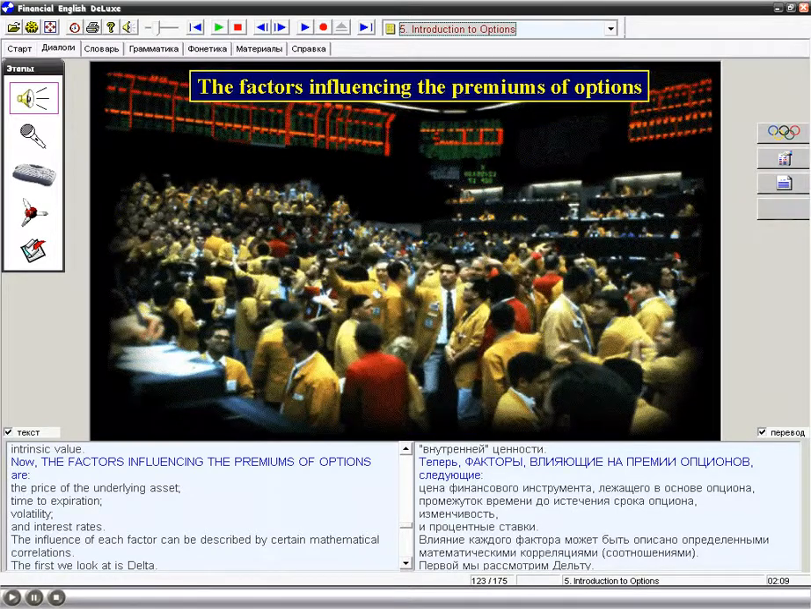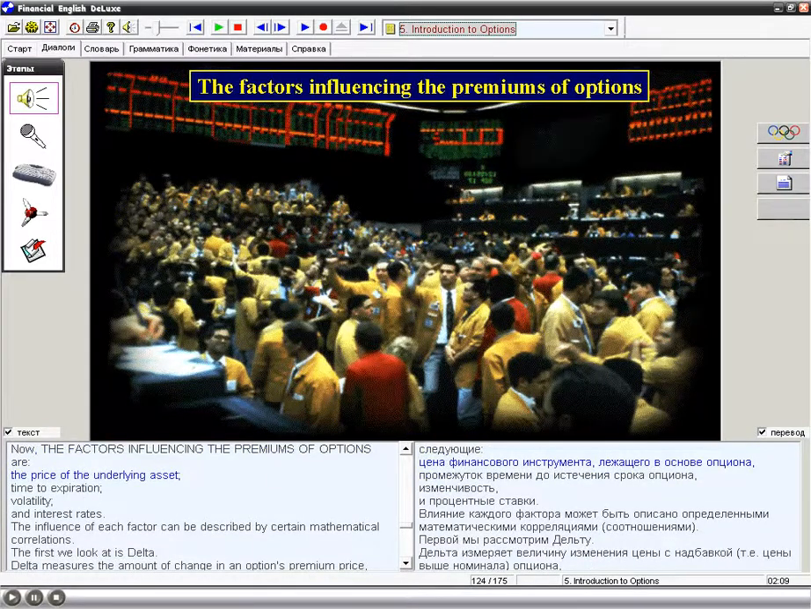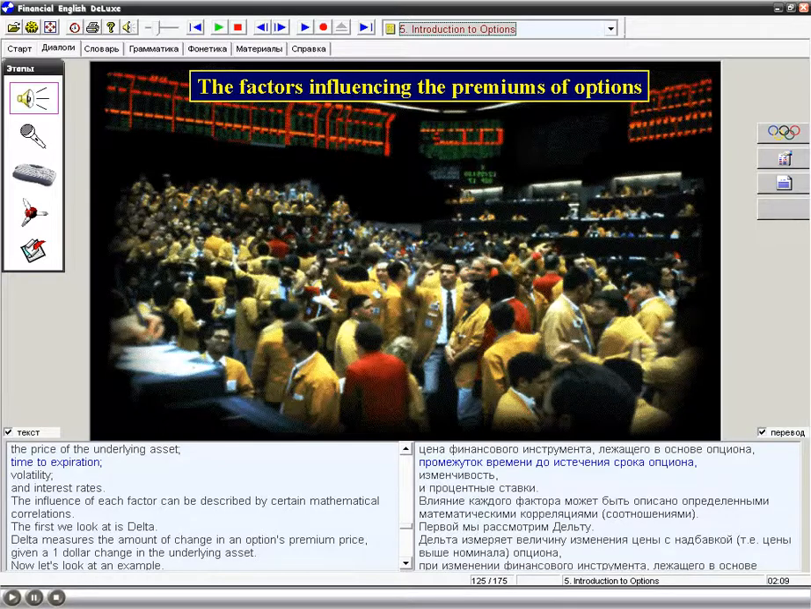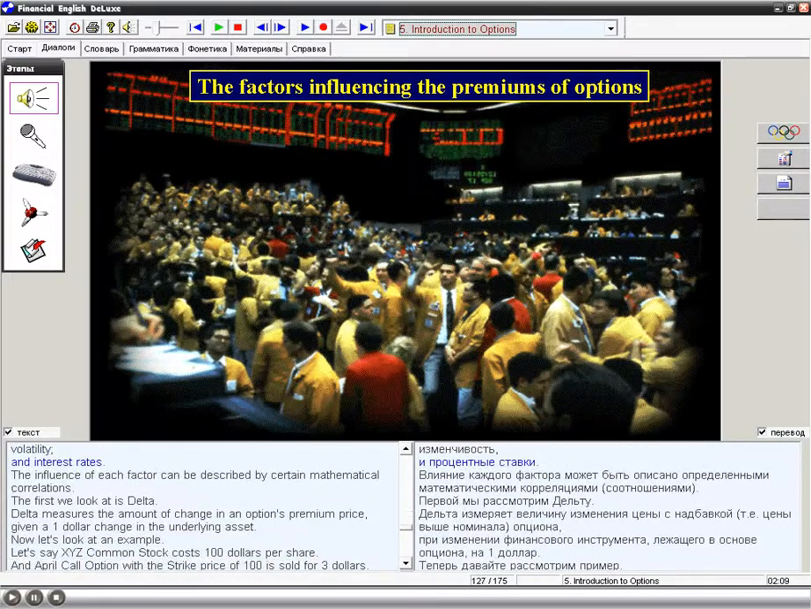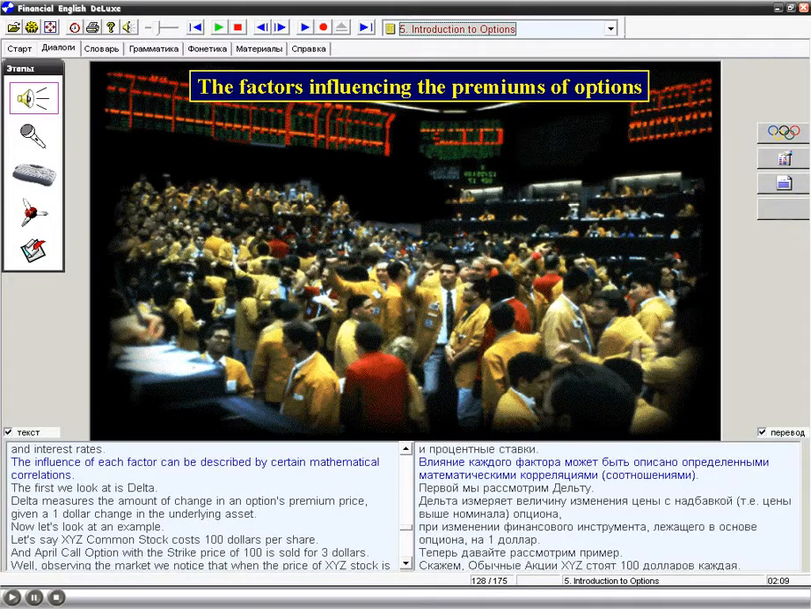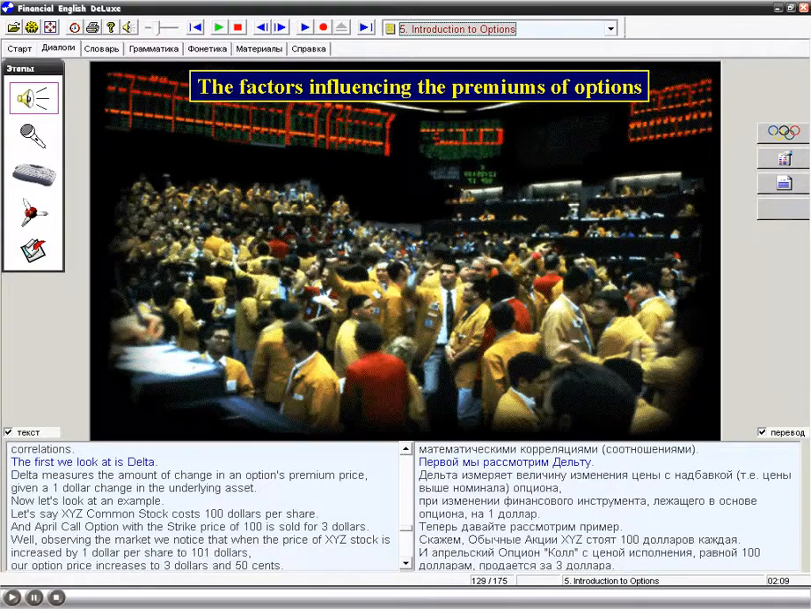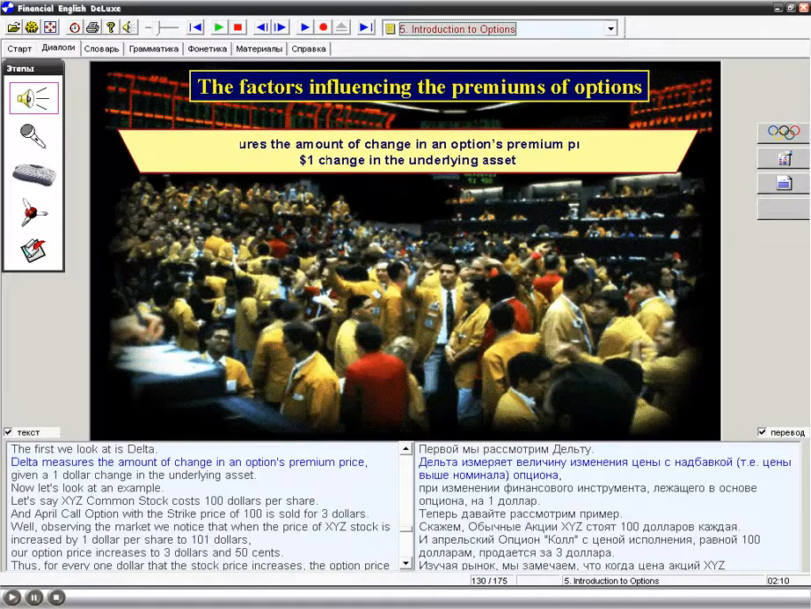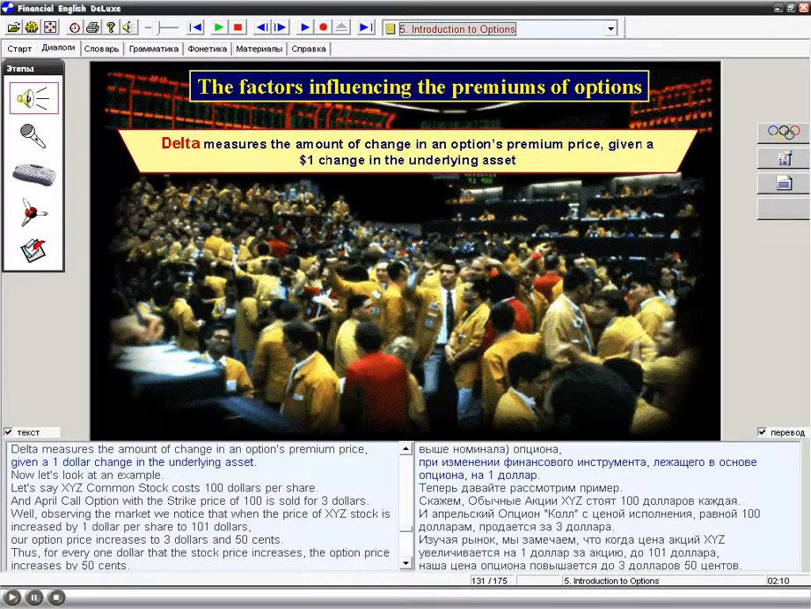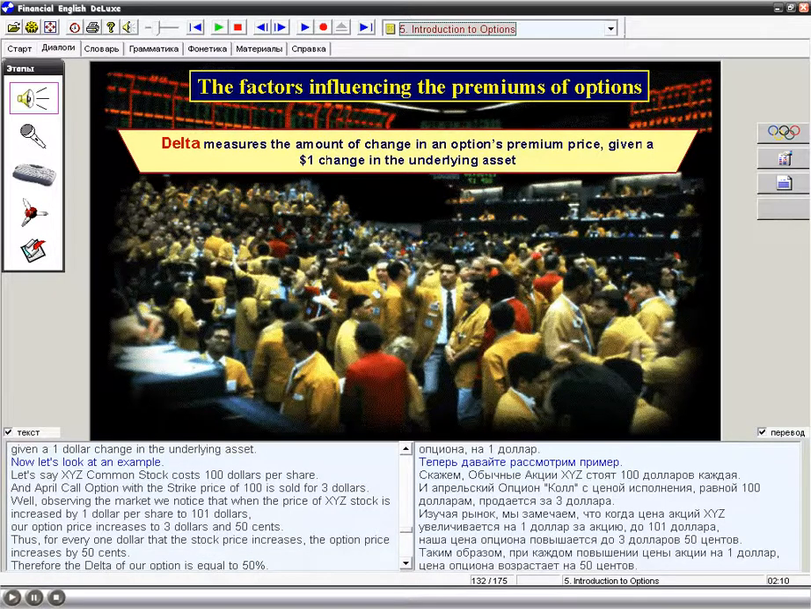Now, the factors influencing the premium of options are the price of the underlying asset, time to expiration, volatility, and interest rates. The influence of each factor can be described by certain mathematical correlations. The first we'll look at is delta. Delta measures the amount of change in an option's premium price given a $1 change in the underlying asset.